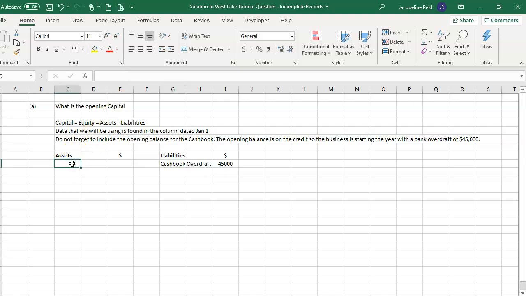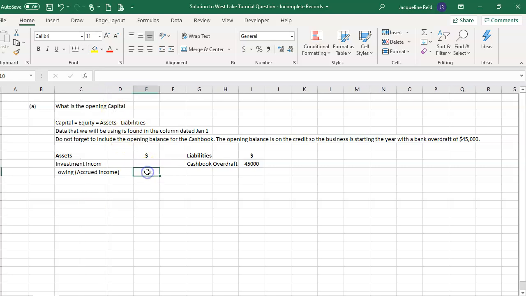Now, we also have investment income owing. So investment income owing, I can describe that as accrued income. So you may be more familiar with that description. So that is the one that I'm going to use.